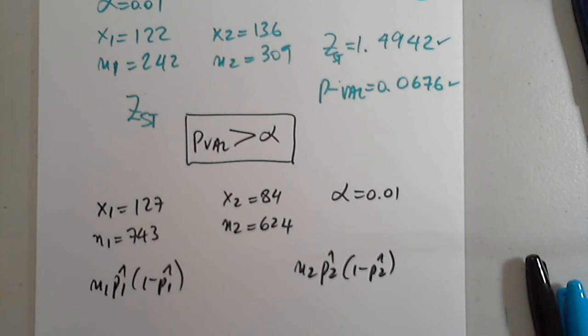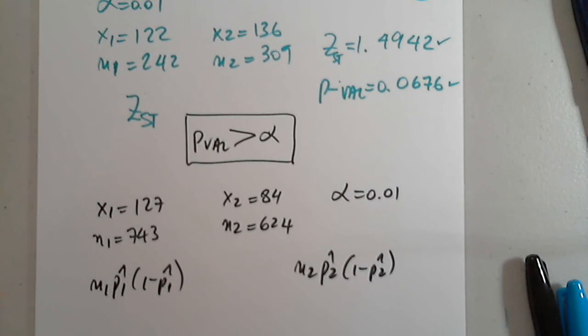So all conditions are fulfilled. Samples are independent, randomized, etc., etc. Determine the null and alternative hypothesis. So again, let's go back to the keywords here. Higher proportion of subjects in group 1.